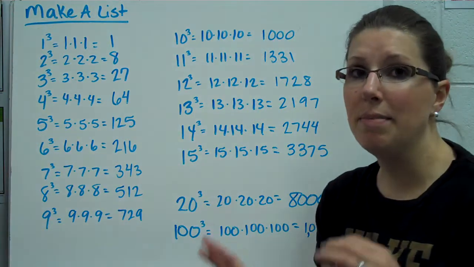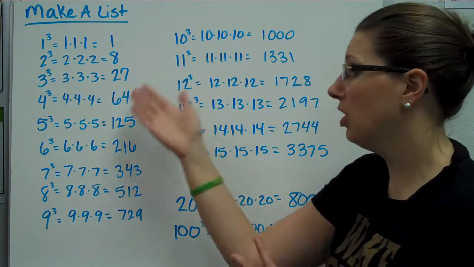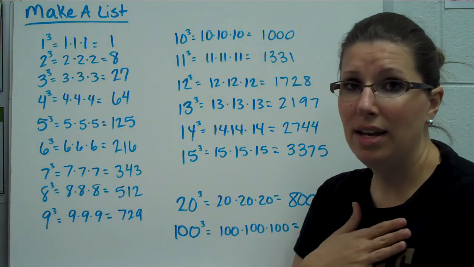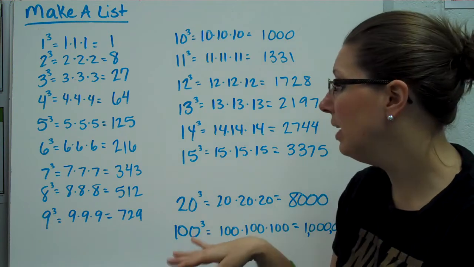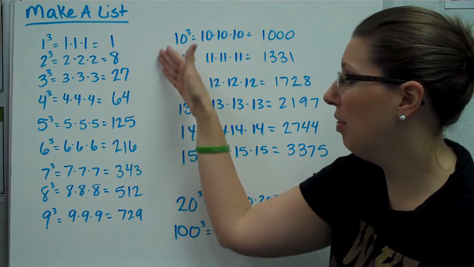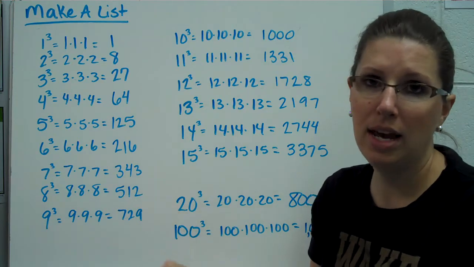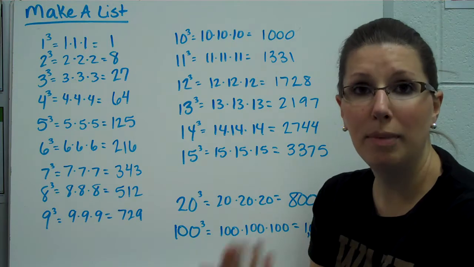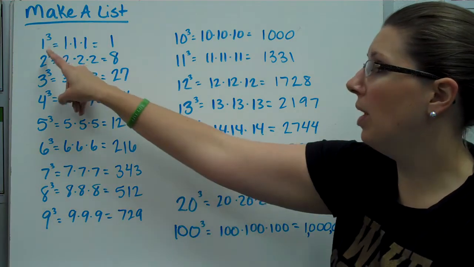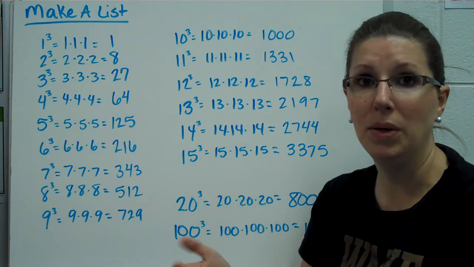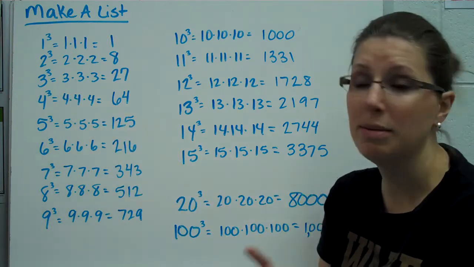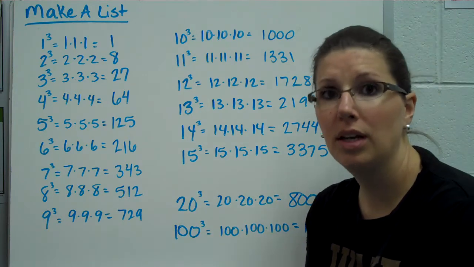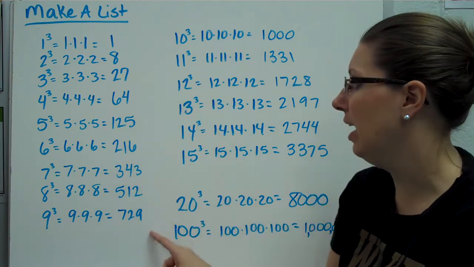It's a good idea to memorize cubes, perfect cubes. The easiest way to do that, in my opinion, is making a list. I would at least memorize, say, 1 through 7 or 1 through 8. Those will be the most common. So what we're doing when we cube a number, we just multiply it by itself 3 times. So 1 cubed is 1 times 1 times 1, which is 1. 2 cubed is 2 times 2 times 2, which is 8. 3 cubed, 3 times 3 times 3, 27. And you get the idea.